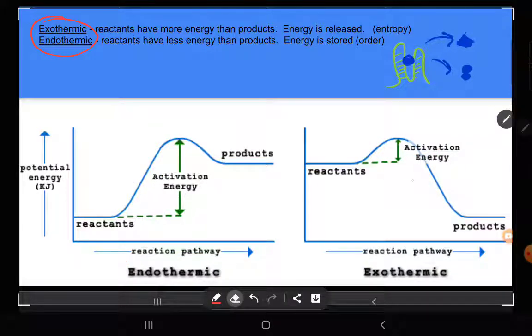It reduces activation energy. Just wanted to remind you where you were looking at from biology.